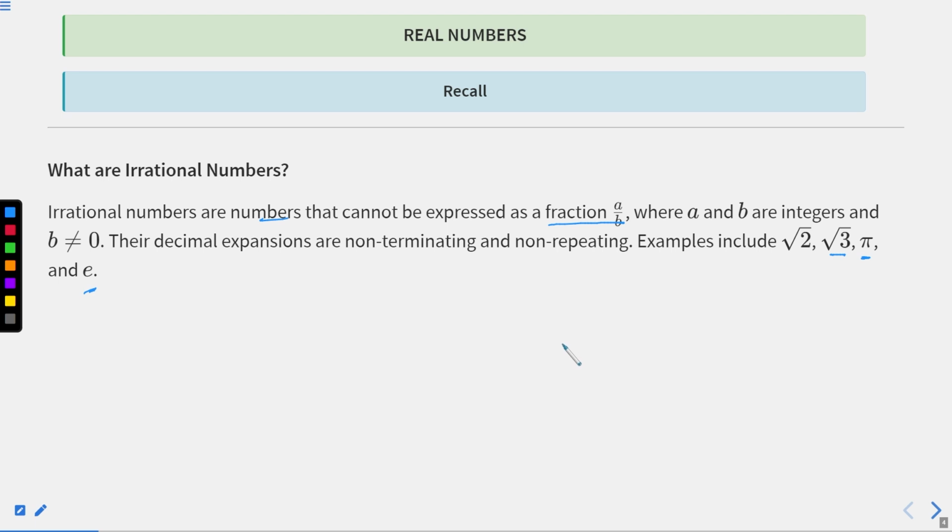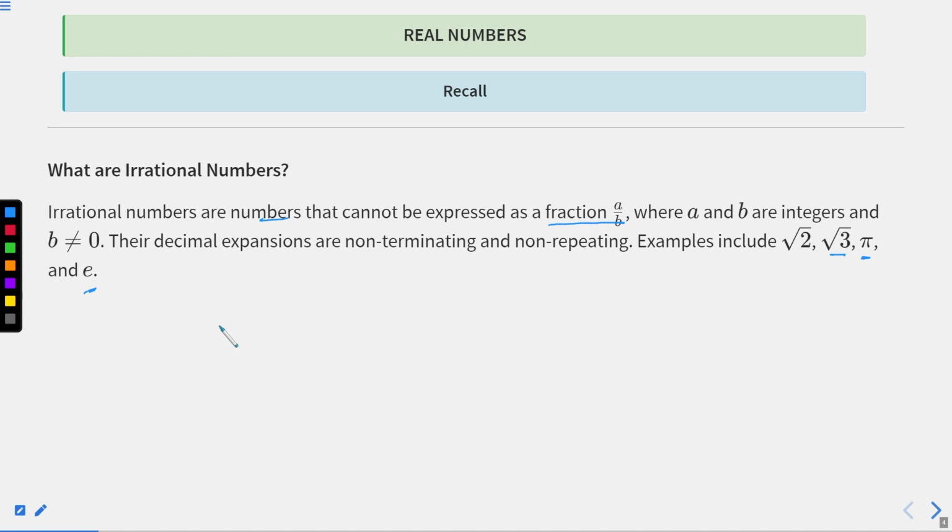So here we defined irrational numbers. Irrational numbers are numbers that cannot be expressed as a fraction a over b, where a and b are integers and b is not equal to 0. Their decimal expansions are non-terminating and non-repeating. Some examples of irrational numbers are root 2, root 3, pi, e, etc.